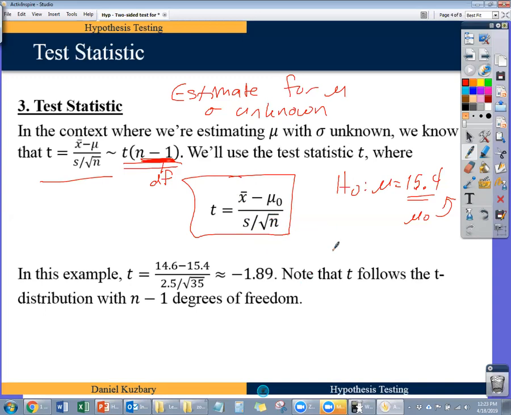So that's what you're going to compute, and this follows a t-distribution with n minus 1 degrees of freedom. So this is going to be the t-distribution with 34 degrees of freedom. Okay, so we can find t. Just do the subtraction, divide by 2.5 over square root of 35, and you get this number. It's approximately negative 1.89, and this is under the t-distribution with 34 degrees of freedom.